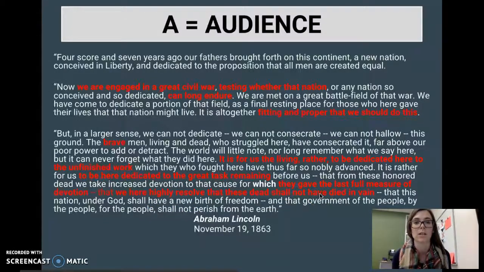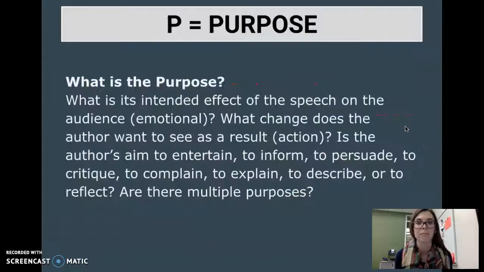He's really trying to comfort his audience because he knows that they're mourning the loss of their families. He says it's fitting and proper that we should honor them, right? That they are worthy of our praise and our recognition. Again, playing into the audience's mourning, the feeling that they're having of the loss of their families, but also giving them a sense of hope and peace about the situation.